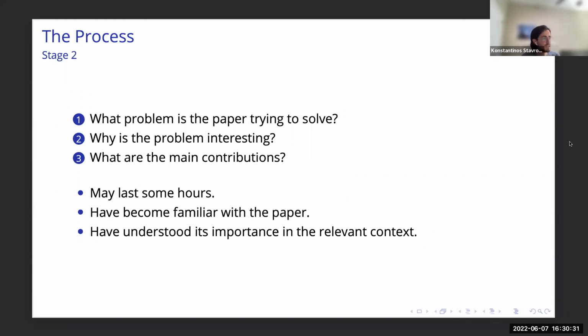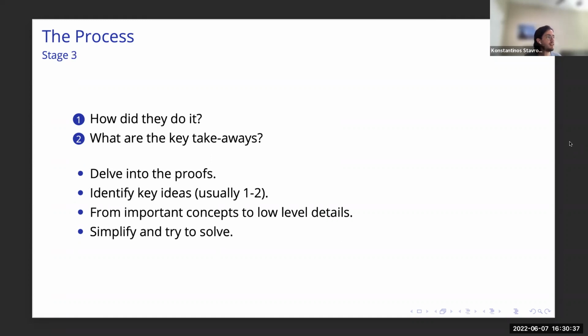So yeah, after this stage, one is really familiar with the paper, and then in the third stage, the last two questions are the ones that should be answered, which are how do they actually prove the results, and what are, as we said, the key takeaways. So this is the most time consuming stage. At this stage, one would probably spend hours, days, or months, whatever. It really depends on the problem and on the experience.